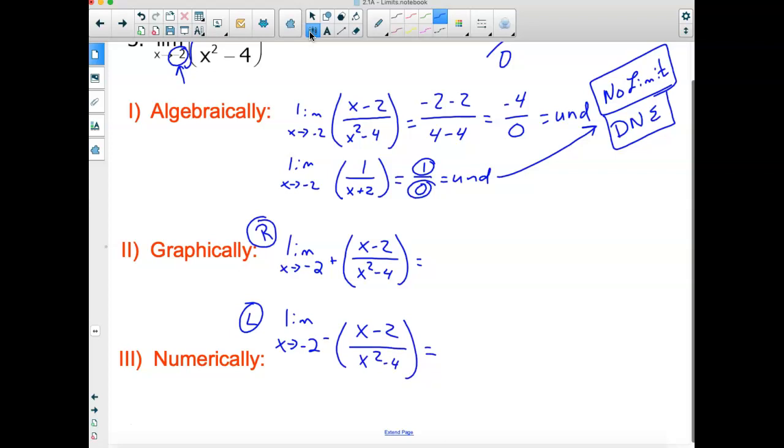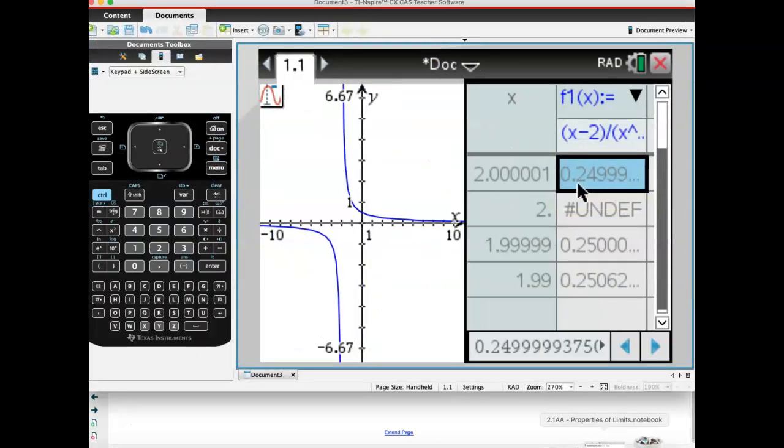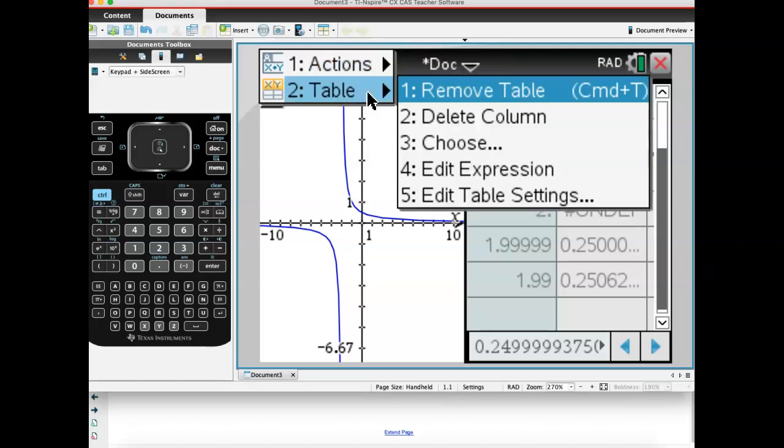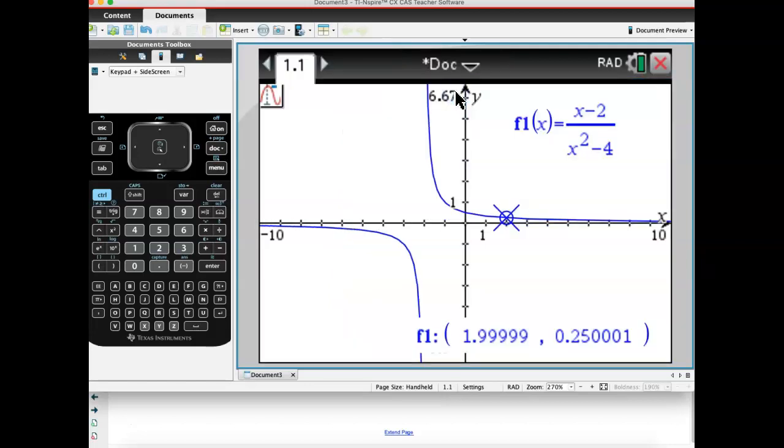Why does it not exist? Well, let's go take a little look at that. I'm going to say menu. Actions. No, table. Let's remove the table.